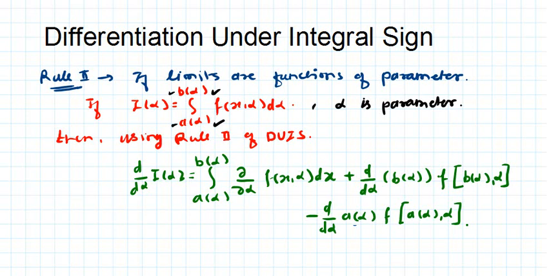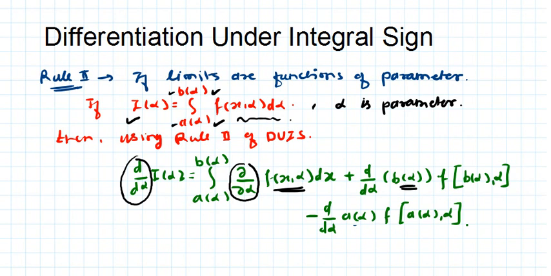So when you have an integrand like this and which is complicated, then you can use the DUIS. So what says DUIS? In the LHS of this equation, you need to take the derivative of I of alpha with respect to alpha. And what will be changed in RHS? This f of x, alpha will get differentiated partially with respect to alpha, and plus you need to take the derivative of the upper limit. B of alpha is the upper limit. You need to take the derivative of the upper limit with respect to alpha.